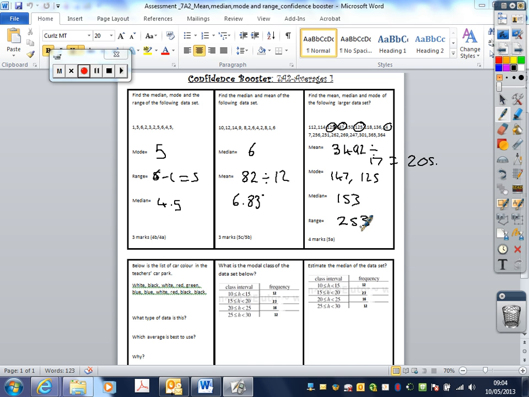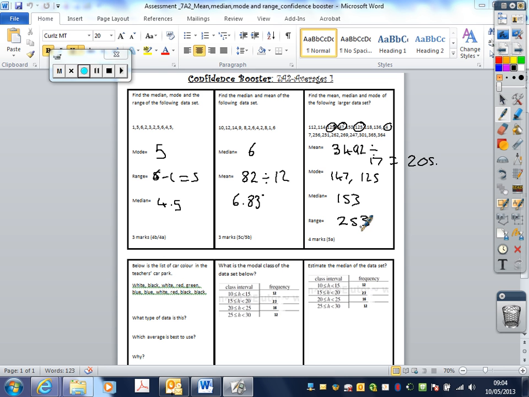So, Joe, next time, you're not going to make that mistake, are you? Sir, that's the whole point of the confidence booster. Mustafa, I'm speaking, you need to wait your turn, alright? What did you say, Mustafa? I got 252. You made a slight calculation error, so drop yourself 1 mark for that. Okay, so you only got 3 out of 4 on that.